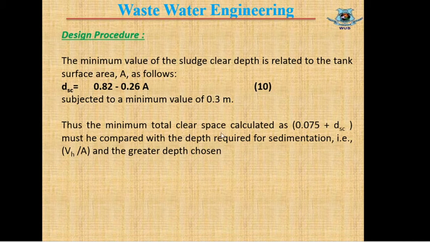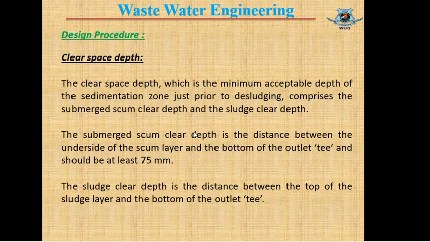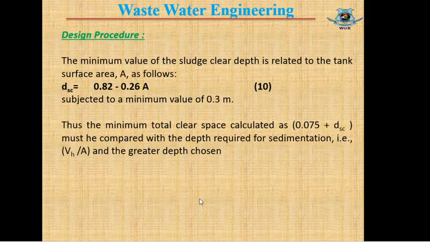Thus the minimum total clear space is calculated as 0.075 plus DSC. Total clear space is the sum of submerged scum clear depth and sludge clear depth. Submerged scum clear depth minimum is 70 millimeter, that means 0.075 meter, and sludge clear depth is 0.3 meter minimum. If we use minimum depth, we will get the minimum total clear space, 0.075 plus 0.3 meter, or DSC.